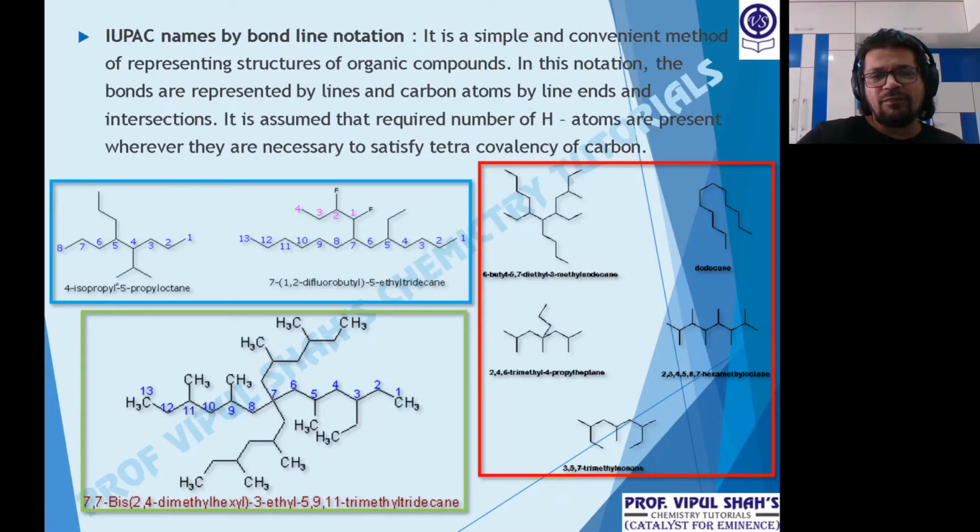Now alphabetically, for isopropyl, the I is considered. So that's the isopropyl group. One carbon is attached to 2 methyl. So 4 isopropyl. On 5 there are only 3 carbons, 1, 2, 3. So that's basically just propyl. So 4 isopropyl, 5 propyl octane. Or more correct name, 4 isopropyl, 5 N-propyl octane.